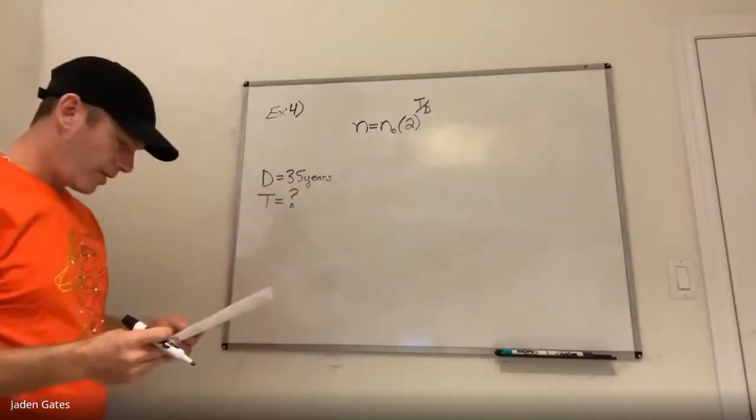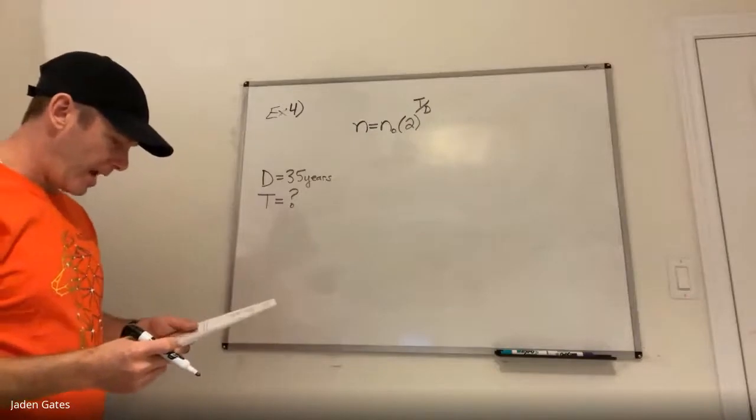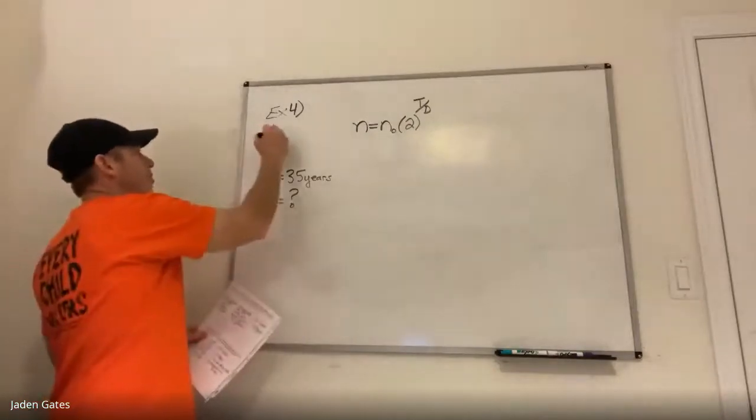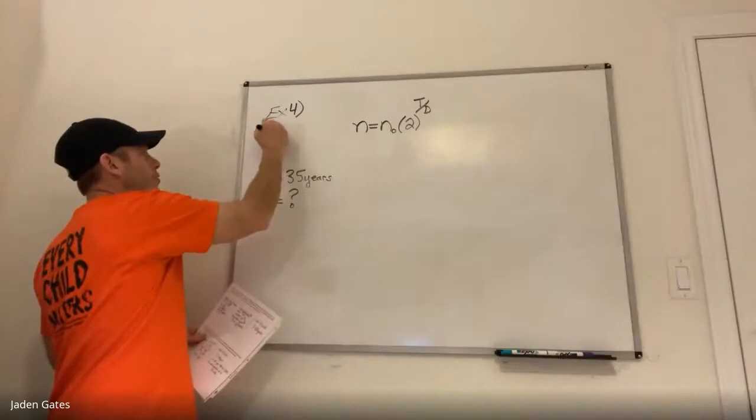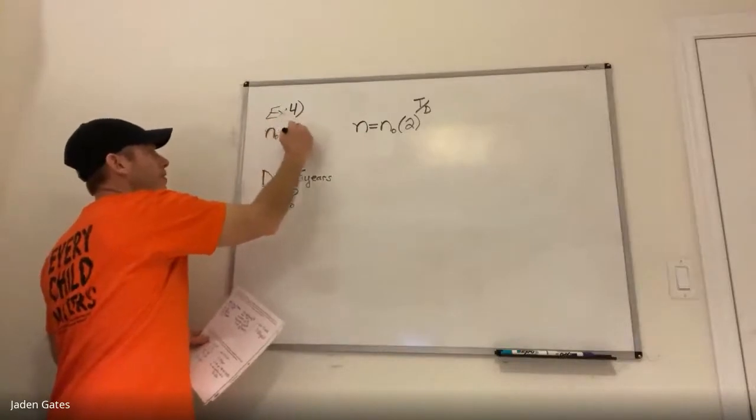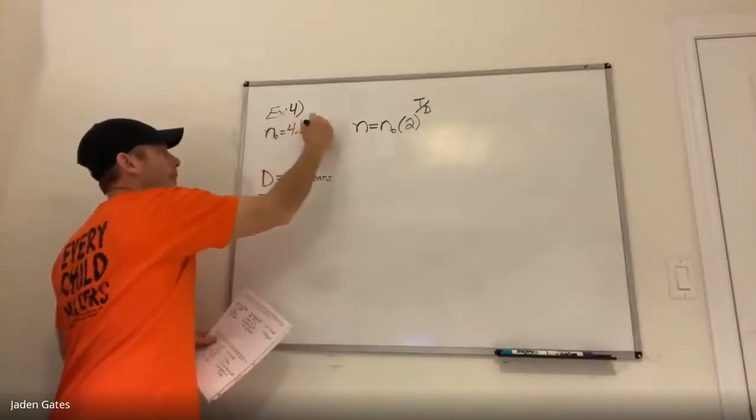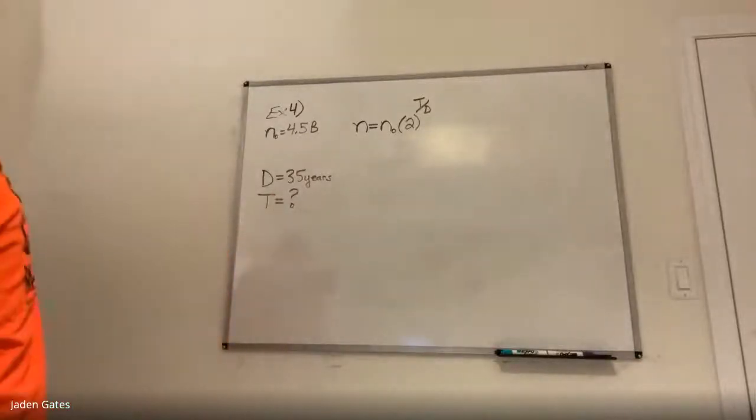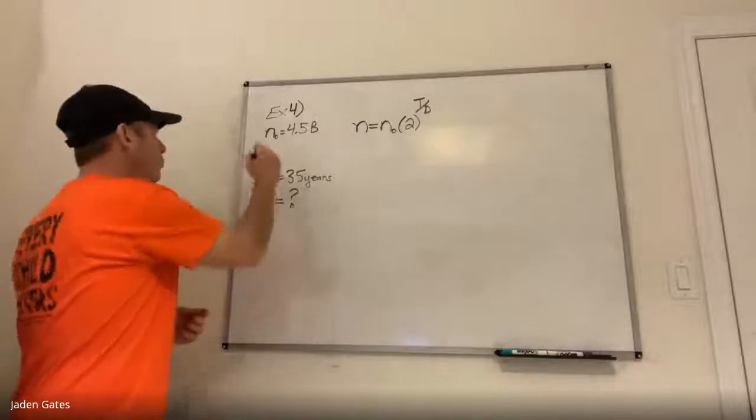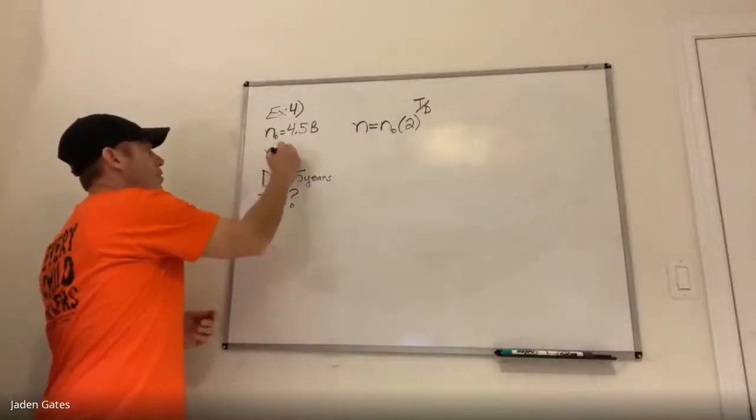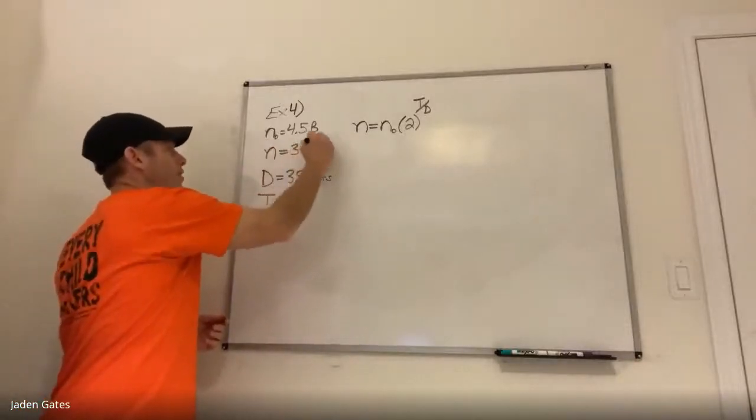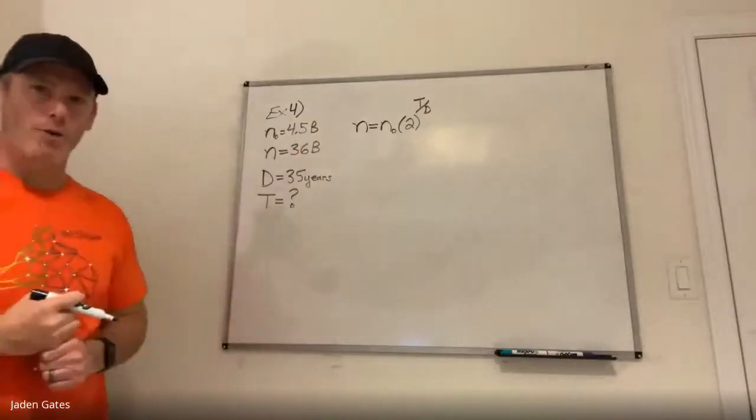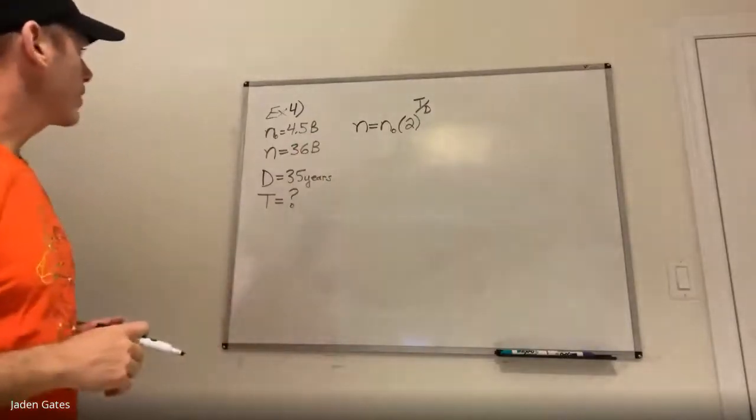Now in this question, it says in 1980. So that's our N naught, our starting point for this question, which is 4.5. I'm going to put a B there for billion. And I want to know, when are we going to reach 36 billion people on Earth? Crowded.